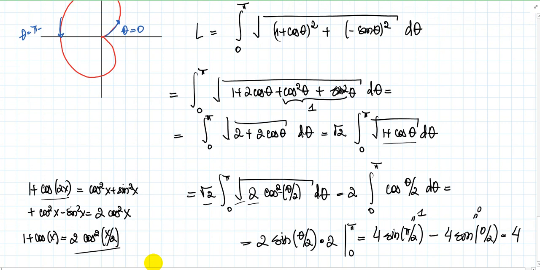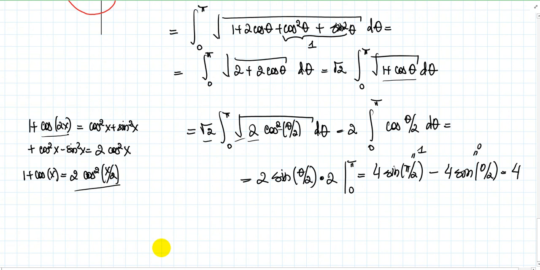What is the arc length of the whole cardioid? It is 8, right? The arc length of the whole cardioid is 8. So this is how we need to find the arc lengths for the polar curves.